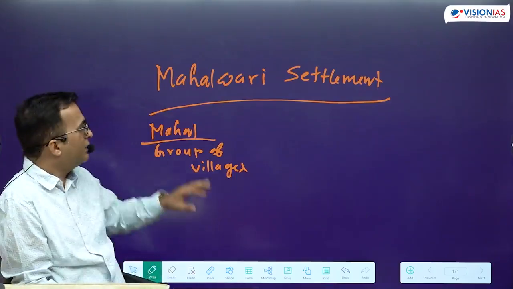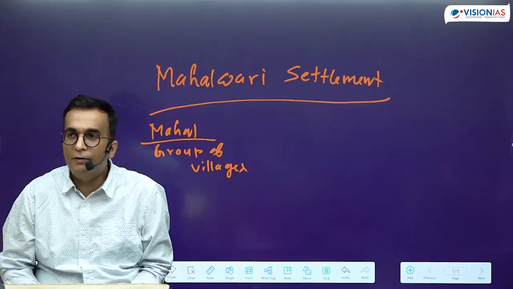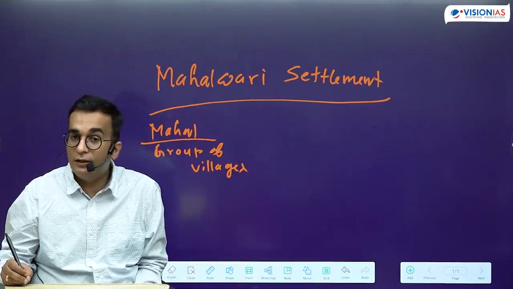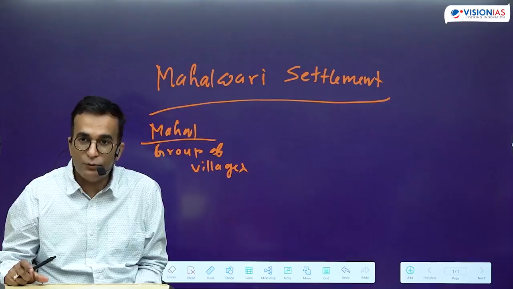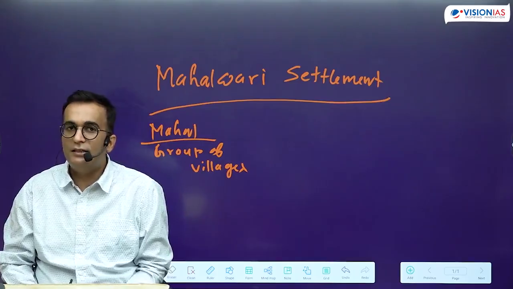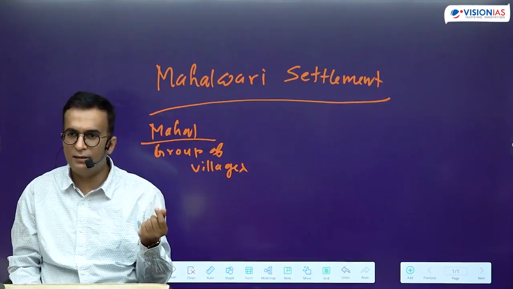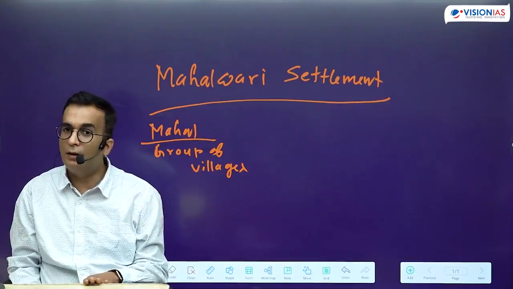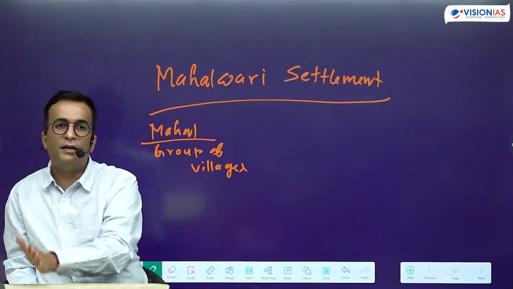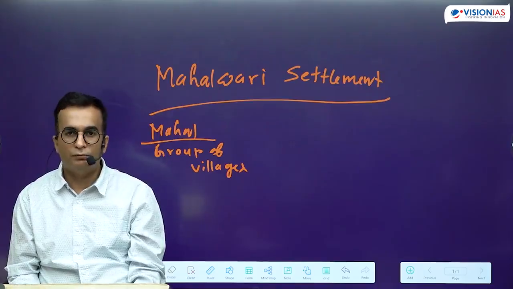In the provisions, the very first thing we'll write is why it is called Mahalwari: because a Mahal, or a group of villages, was chosen as the fiscal unit. And what is a fiscal unit? A revenue collection unit. Now understand another thing: this settlement is believed to be a mixture of the Zamindari system and the Rayatwadi system. But more of the character was with the Rayatwadi, and some characters were with the permanent settlement.